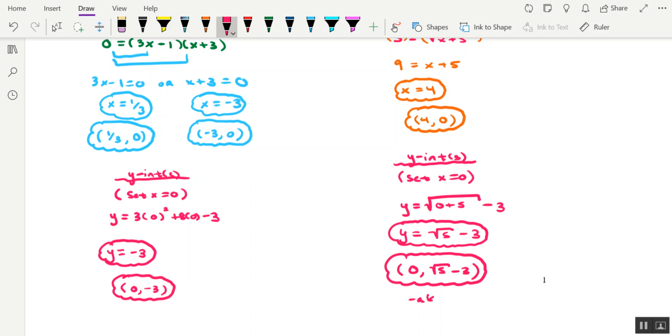I'll say aka approximately 0, negative 0.76, and that would be a rounded version of our y-intercept, which might be more helpful for something like graphing.